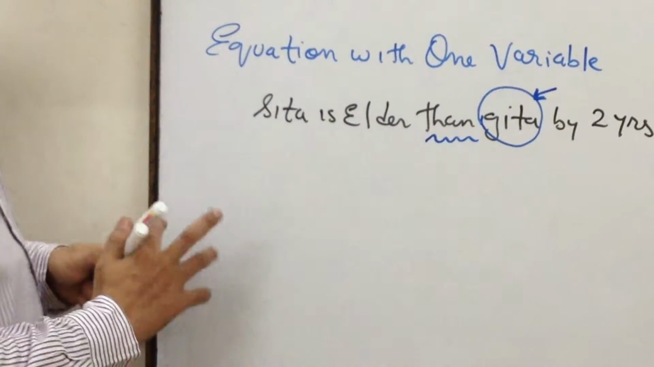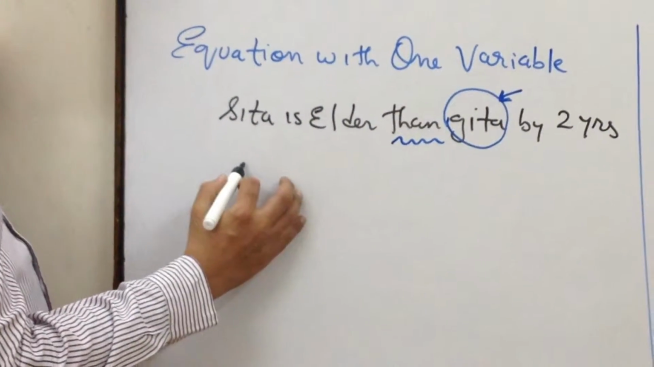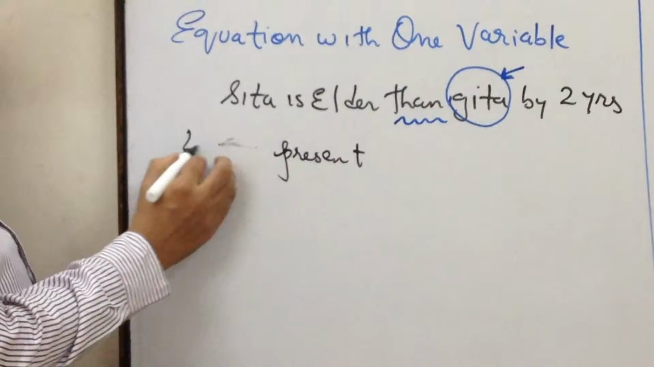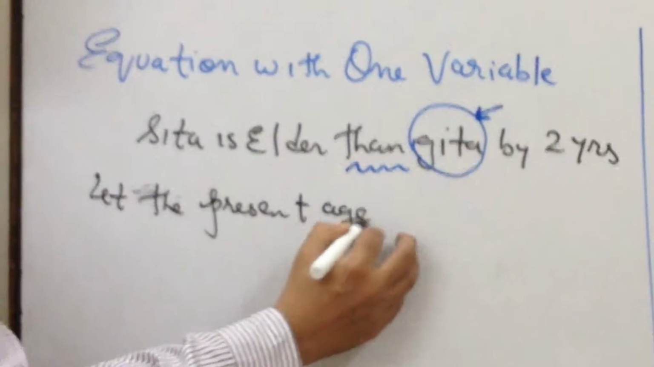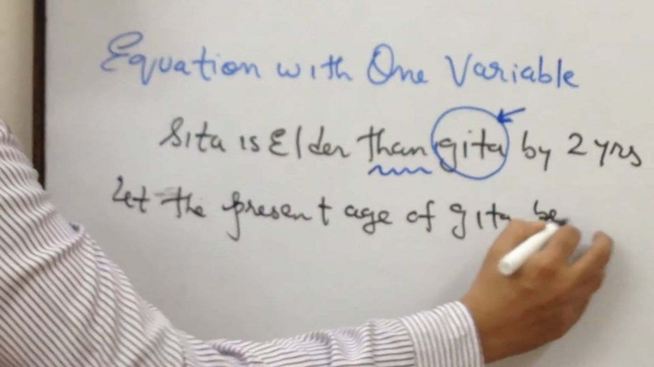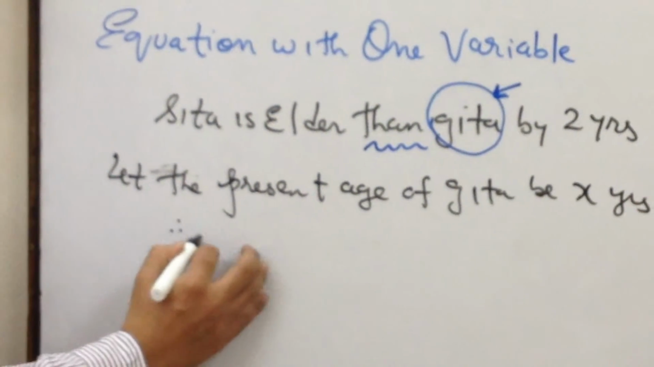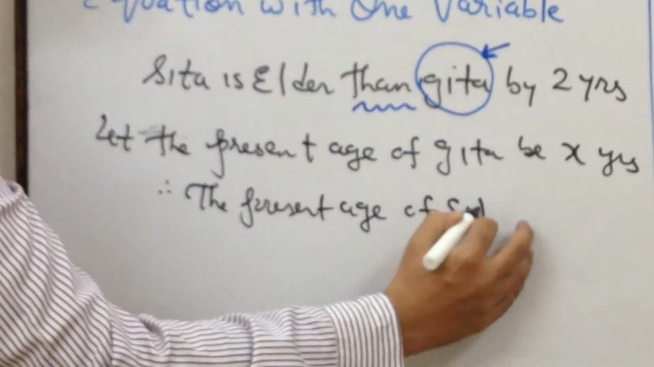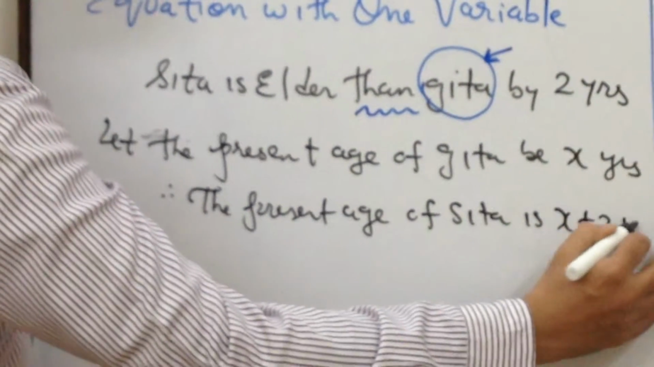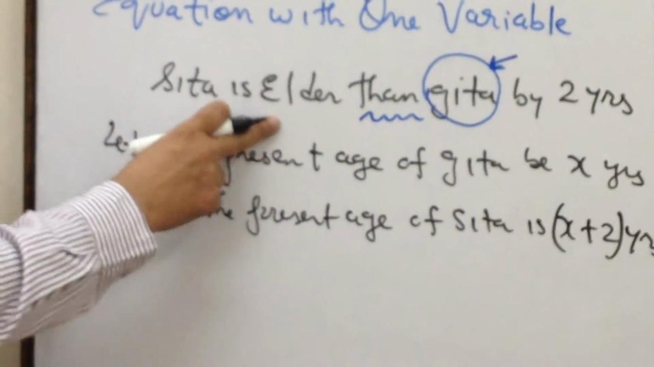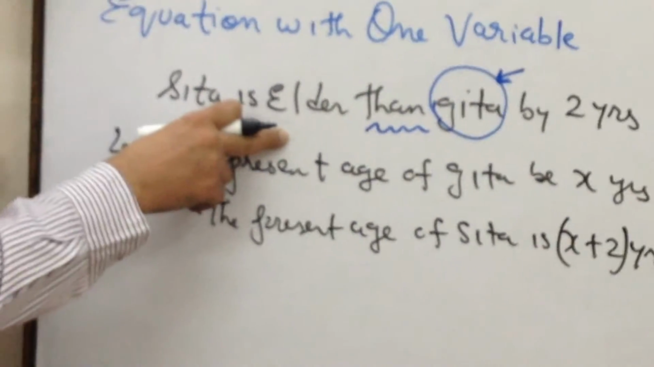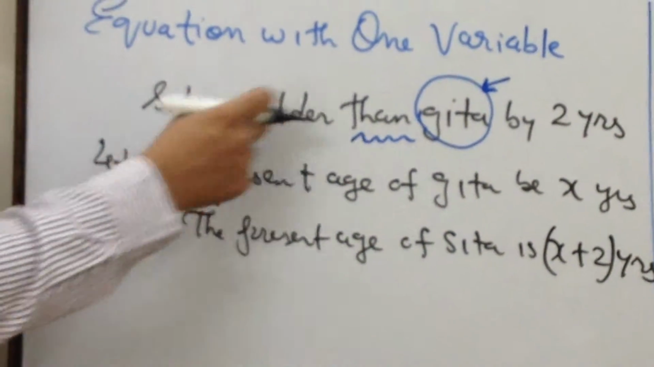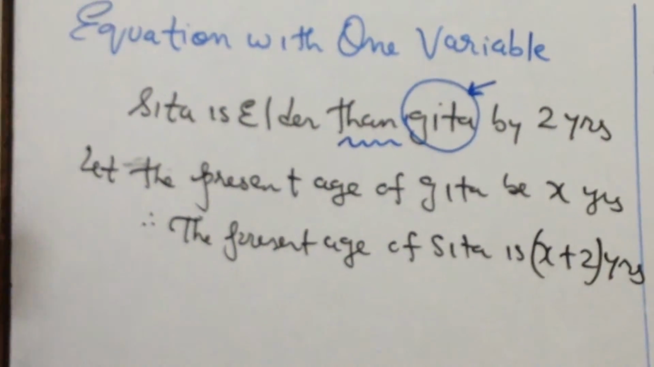So over here, if I have to solve it, I shall say let the present age of Geeta be x years. Therefore, the present age of Sita is going to be x plus 2 years. Why do we say x plus 2 years? Because she is elder. If she were to be younger, then we would have written x minus 2 years. If the question would have been Sita is younger than Geeta, I would have written x minus 2 years.